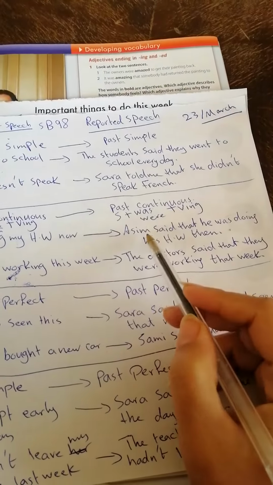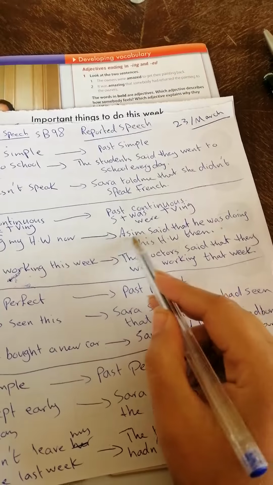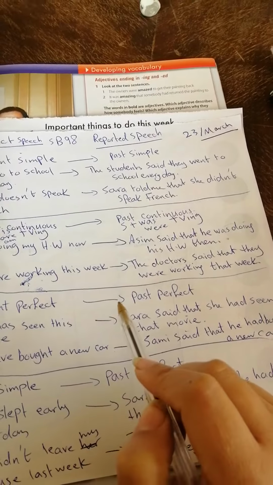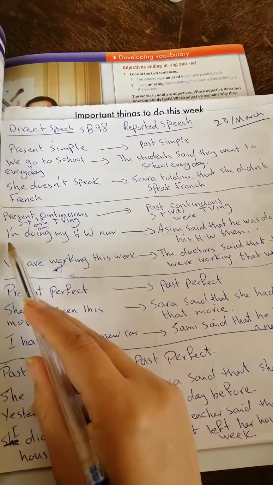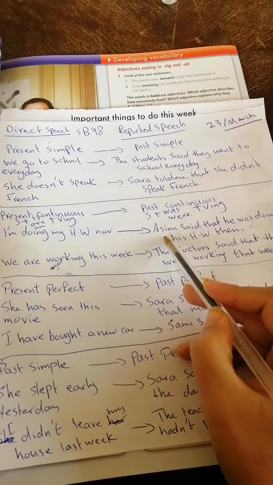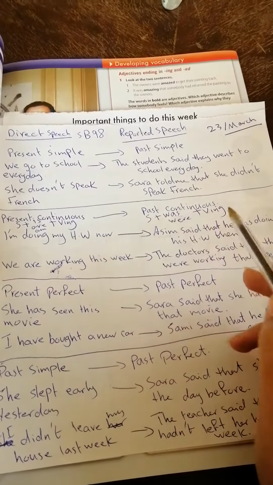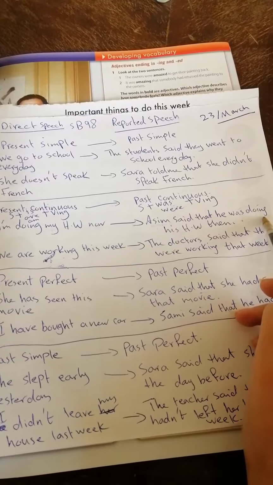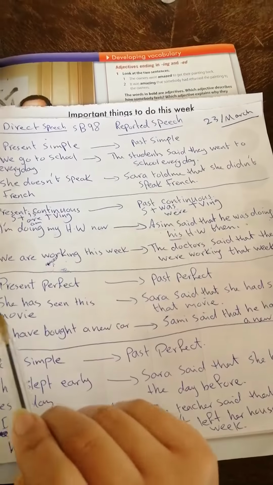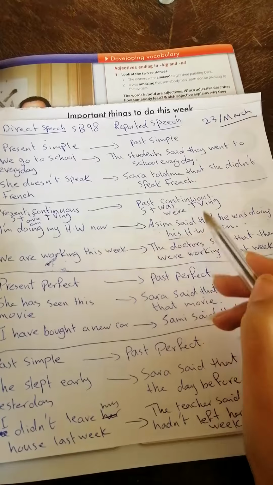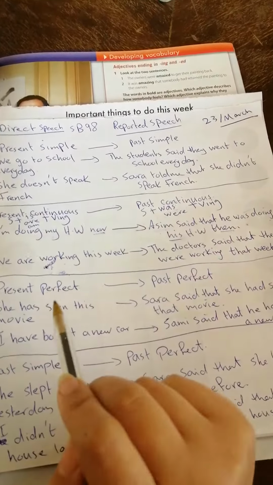Now, in the exam, or in any exercise, we give you the speaker, Asim. Asim is the speaker here. So, how do we change it? Asim said that I, we change it to he because the speaker is Asim. Okay, he takes was. He was, and then verb ing, doing. Now my, we change it into his, the possessive pronoun. His homework, and we change now to then. We change now to then again.